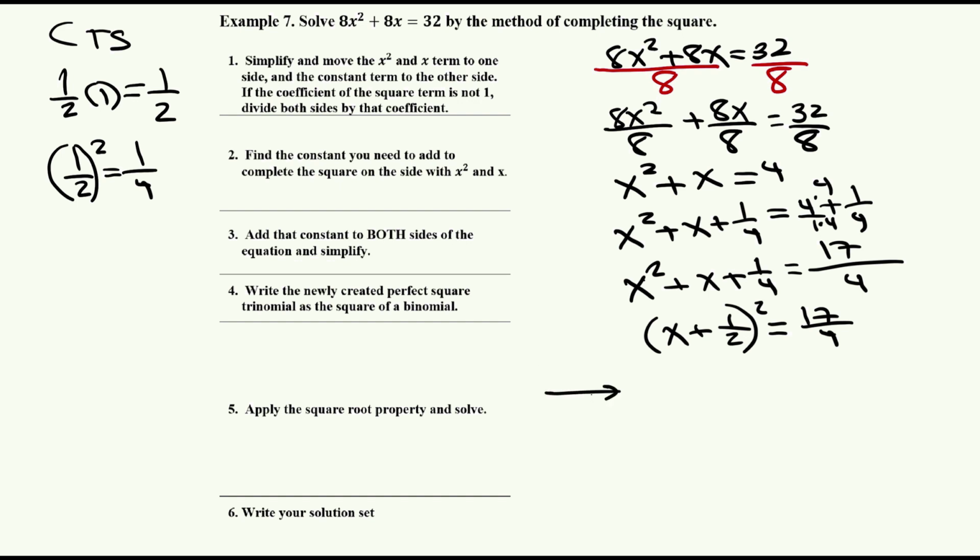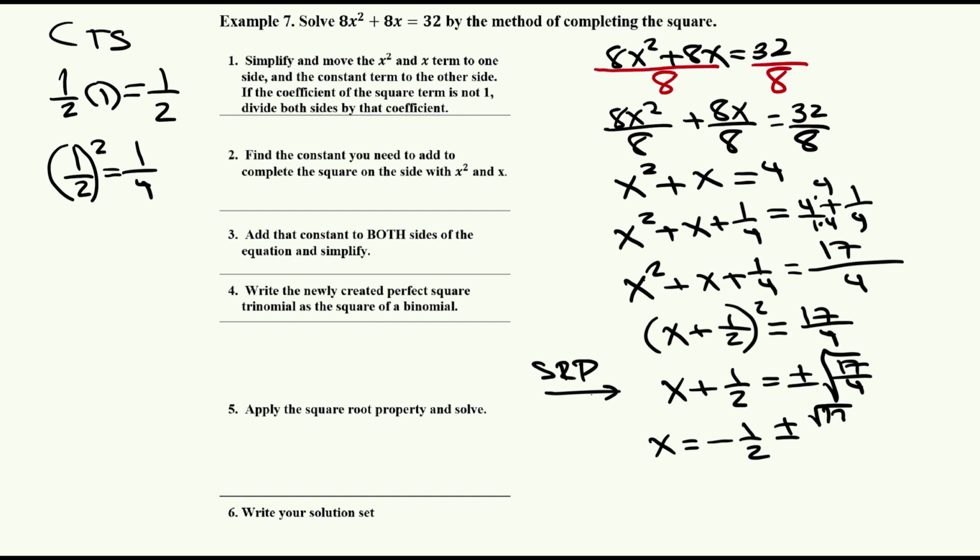Now we apply the square root property, and we end up with x plus 1/2 equals plus or minus square root of 17 over 4. So x equals negative 1/2 plus or minus square root of 17. And of course, we know the square root of 4 is 2. So one way we can write the solution set is to say negative 1/2 minus square root of 17 over 2 comma negative 1/2 plus square root of 17 over 2.